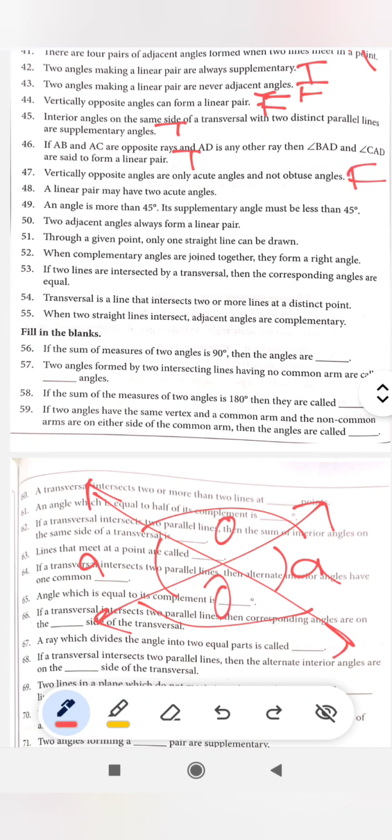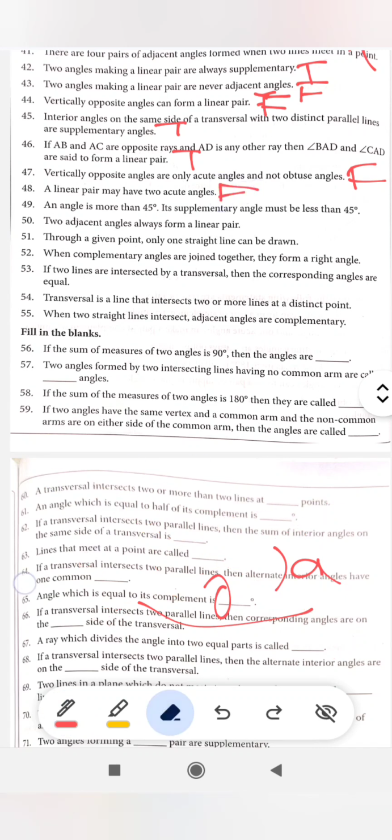A linear pair may have two acute angles. How is it possible that two acute angles can sum to 180 degrees? No, false. If an angle is more than 45 degrees, its supplementary angle must be less than 45 degrees. How is it possible? It may be for the complementary but not the supplementary. So this statement is false.